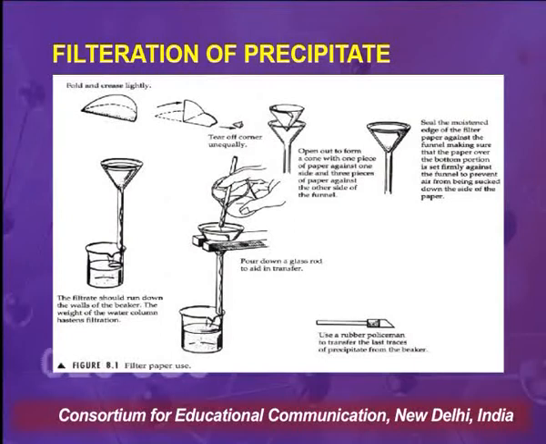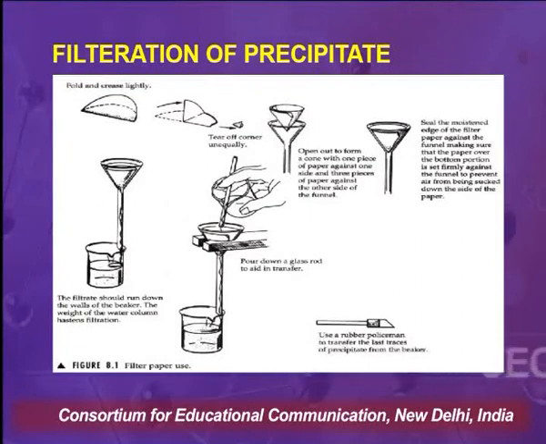Simple filtration through the funnel might not be possible at once, because the pore size of the Whatman 40 filter paper is so small that it also sometimes retains water. So to speed up the filtration, sometimes this process is carried out under suction. With the help of pressure, the water is sucked through the funnel and only the precipitates remain on the filter paper.